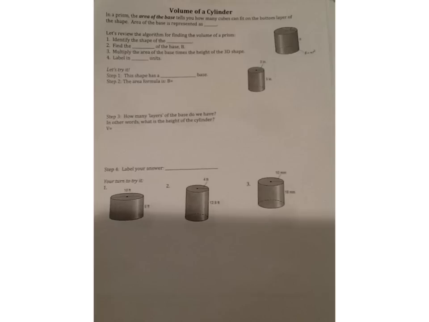Alright, which is the volume of a cylinder. It says, in a prism, the area of the base tells you how many cubes can fit in the bottom layer of the shape. The area of the base is represented as, and we know the answer to that, capital B.